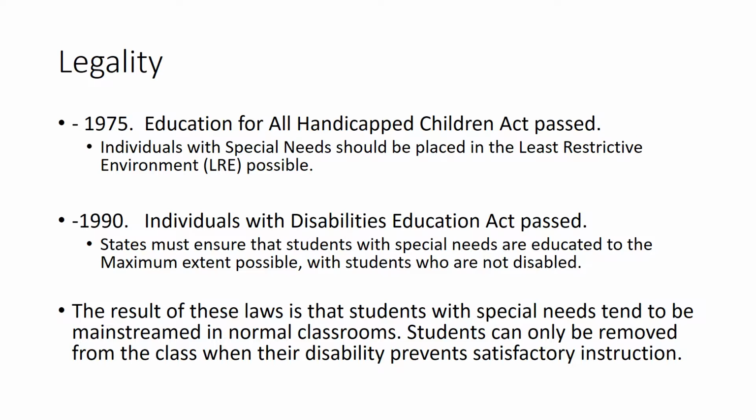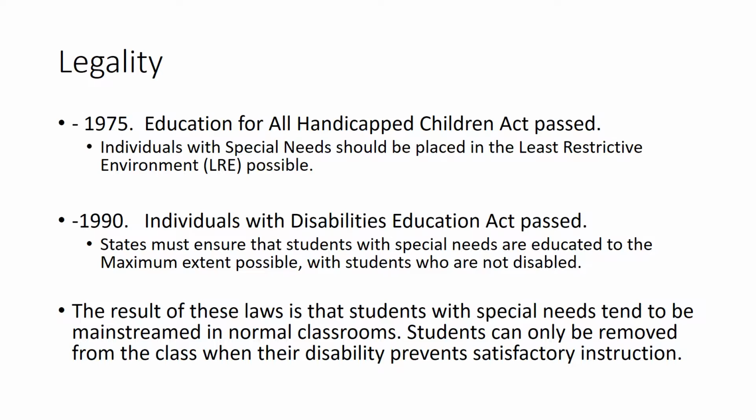First, legality. In 1975, the Education for All Handicapped Children Act was passed. This meant individuals with special needs should be placed in the least restrictive environment, or LRE, possible. In 1990, the Individuals with Disabilities Education Act passed. States must ensure that students with special needs are educated to the maximum extent possible with students who are not disabled. This meant generally inclusion in regular classrooms.